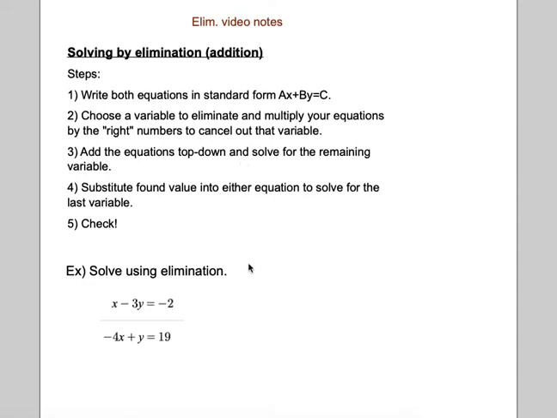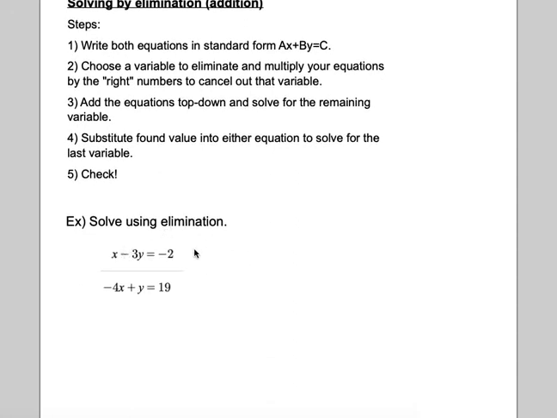So let's get started. Here's an example. Solve using elimination. So let's see here, a little blue. So again, from the last video and from substitution, I always like to label my equations. This is equation 1 and equation 2. That way I can talk about them, then you know which one I'm talking about. When I say equation 1, it's this top one.